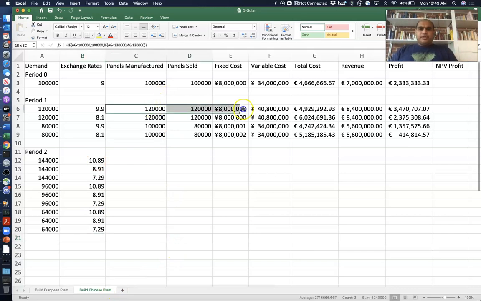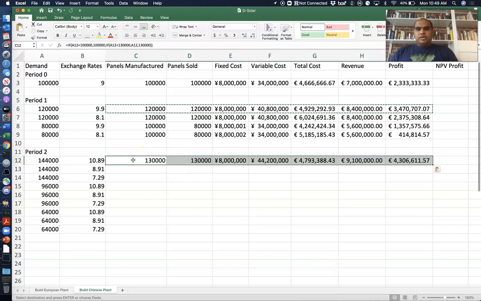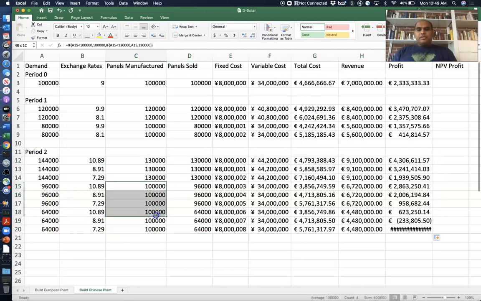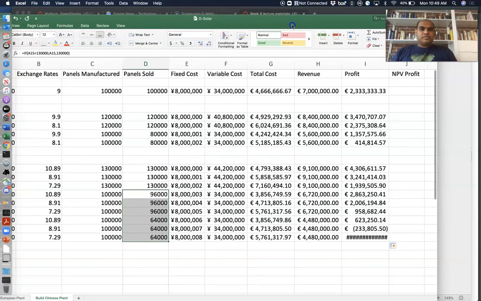Once we have these, we can copy the formulas out for this. Just paste them here. It should always work. So if demand is 144,000, you can only make 130,000 panels and you can sell them all, but you can only do that up to 130. If demand is 64,000, you'll notice again, it's 96 or 64. You still have to make 100,000 panels, but you can only sell what is demanded, right? So you'll notice that you can end up with losses in some of these cases.